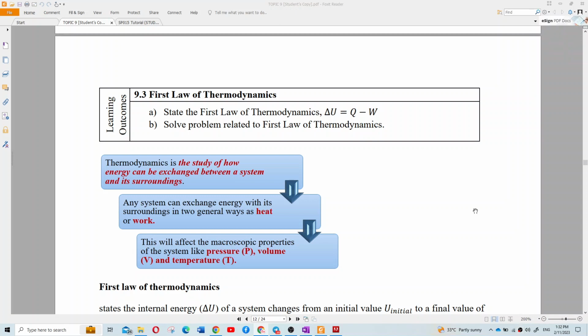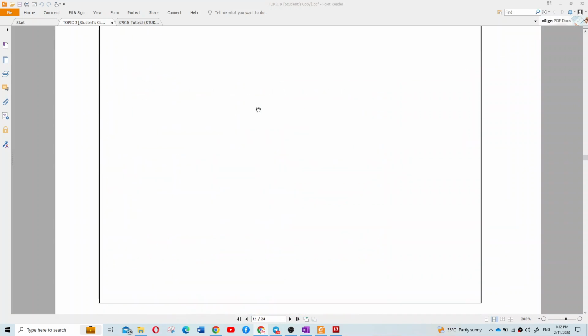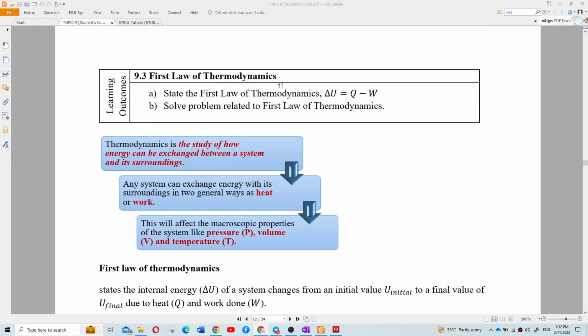So what I'm going to learn about the second part: the first law of thermodynamics. State the first law of thermodynamics. Delta U equals Q minus W. This equation is the first law of thermodynamics. Then we need to solve some problems related to this equation.